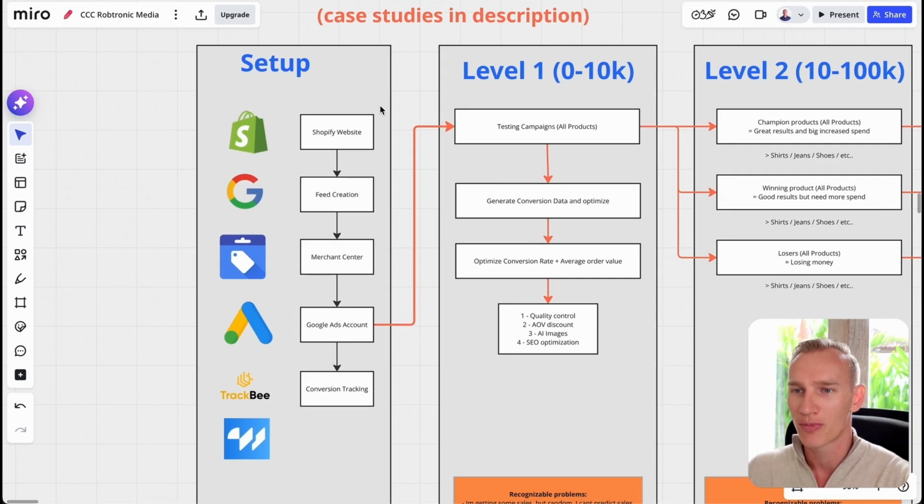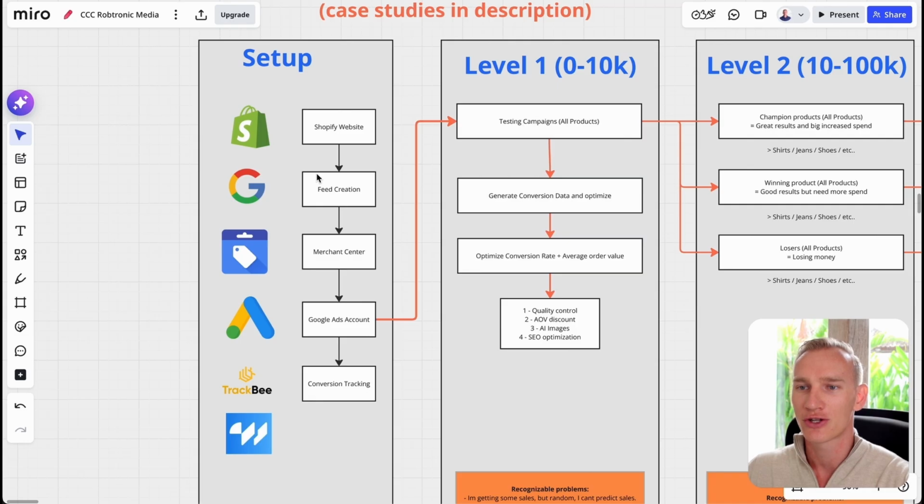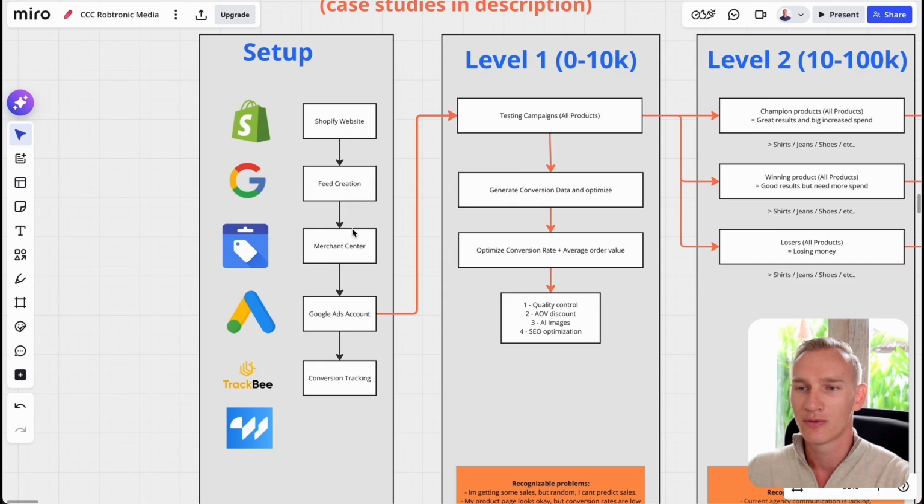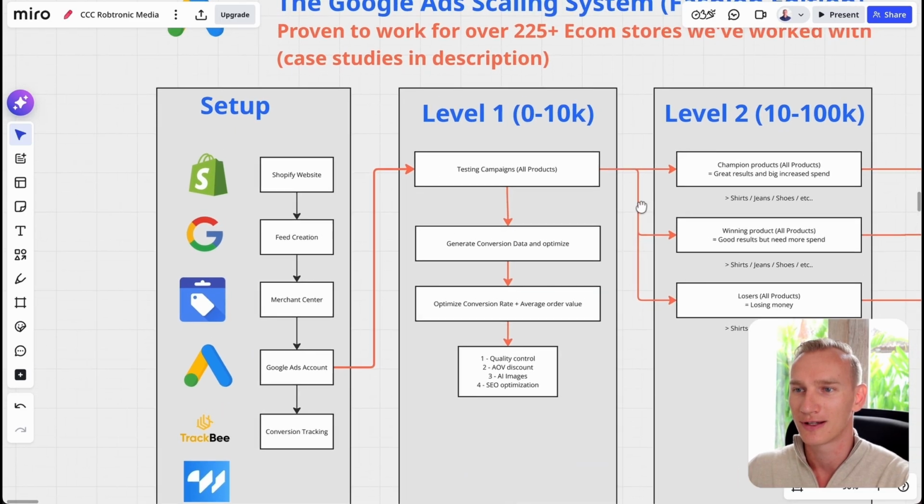We need to start with the Shopify website and set up the feed creation with the Google and YouTube app or another app that I've explained in multiple YouTube videos. We will send that feed to the Merchant Center. Then we link the Merchant Center to Google Ads. Make sure to have the right conversion tracking with either WeTrack or TrackB. And then we are allowed to start at level 1.